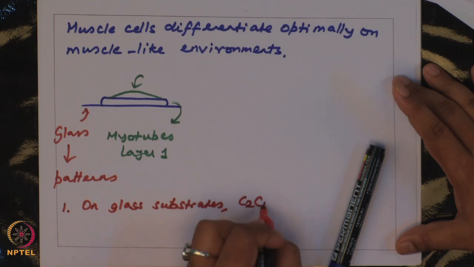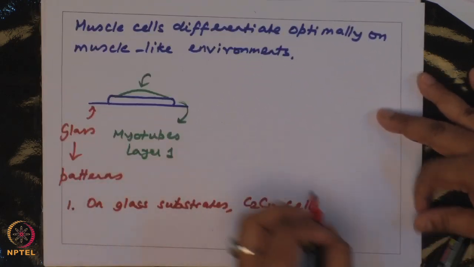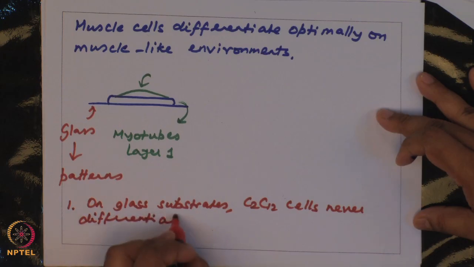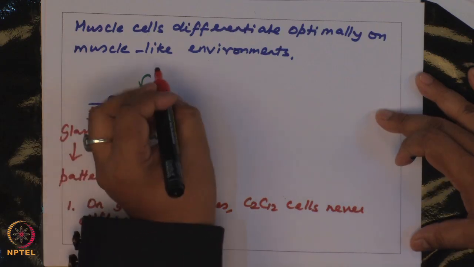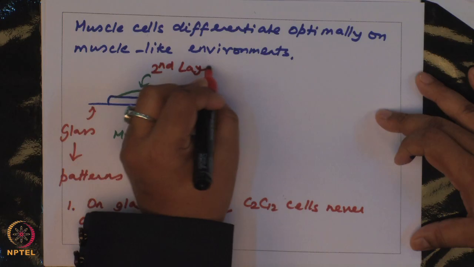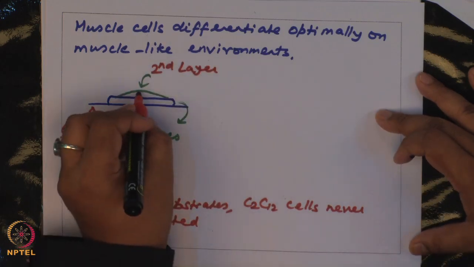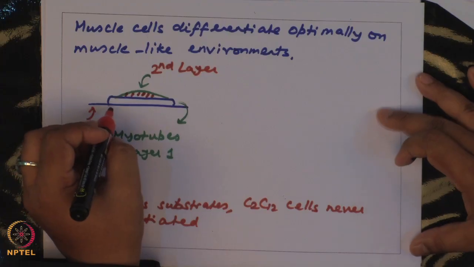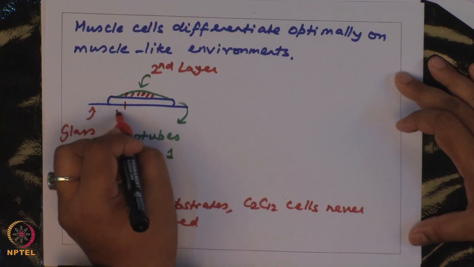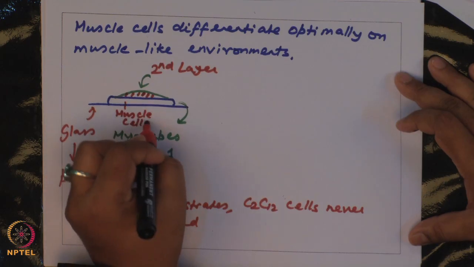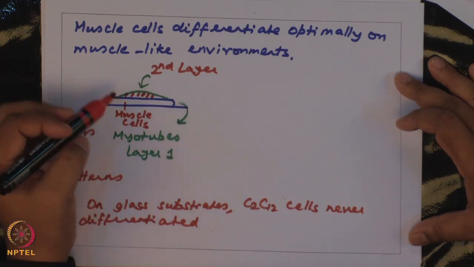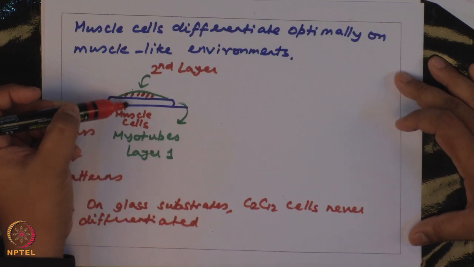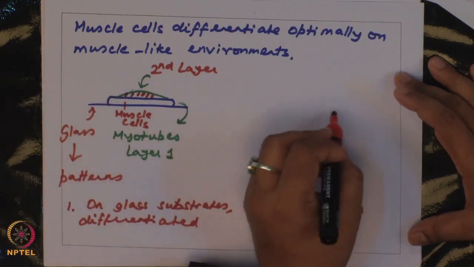C2C12 cells never differentiated. Okay. But when you plate a second layer of cells, what they found was you had the formation of these striations. It was very prominent when plated on this bottom layer of muscle cells. So, these are muscle cells only, right. So, in a sense this suggests that again the second layer of muscle cells are seeing a muscle like environment on which they differentiate.